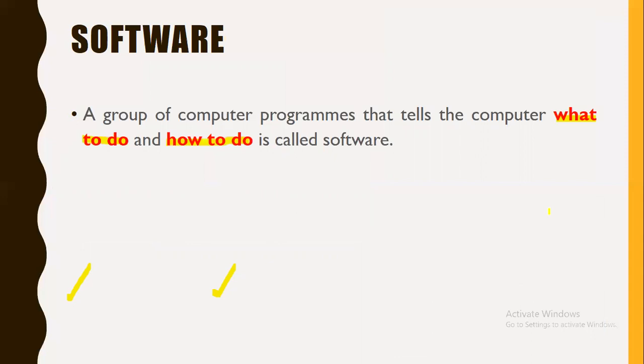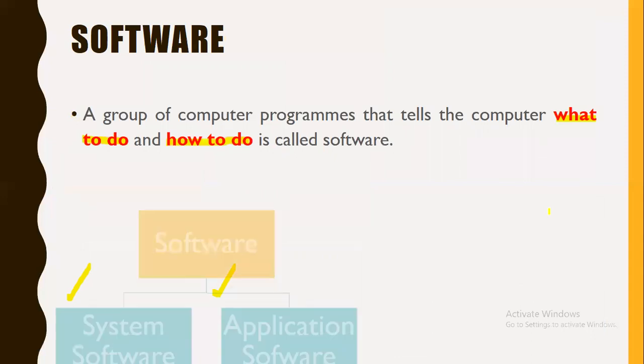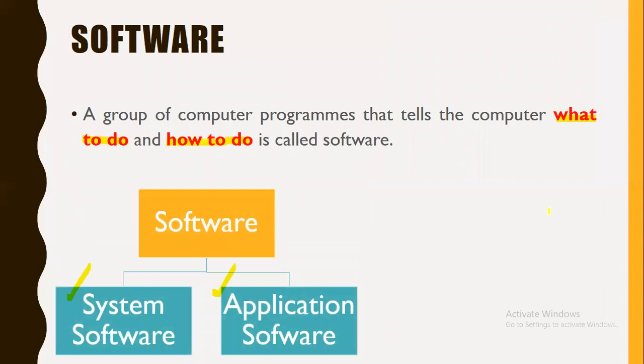Now, what is software? A software is a group of computer programs that gives instructions to the computer on what to do and how to do it. Anything that you see inside your monitor screen is the software. We cannot touch the software. Software is basically the form of instructions that are given to the computer.